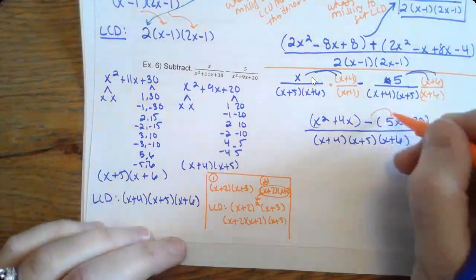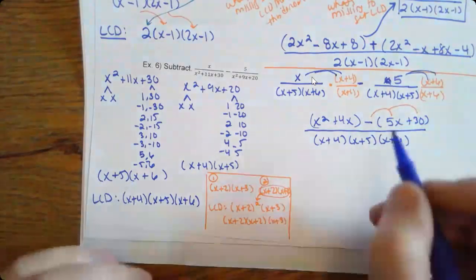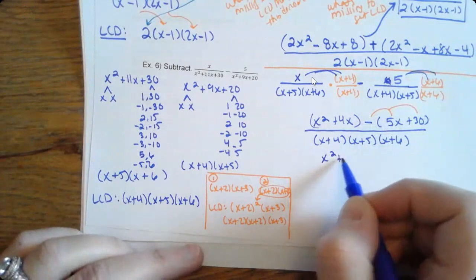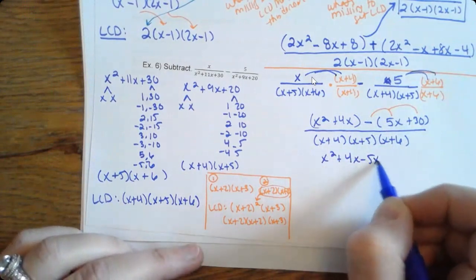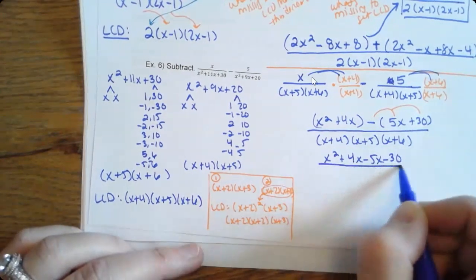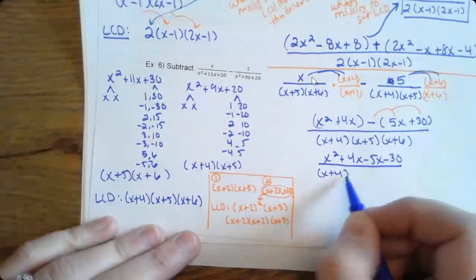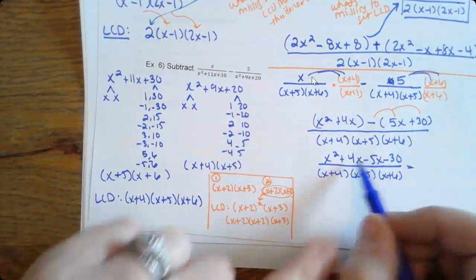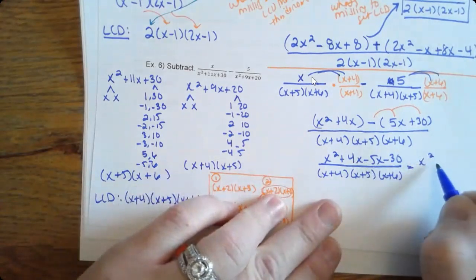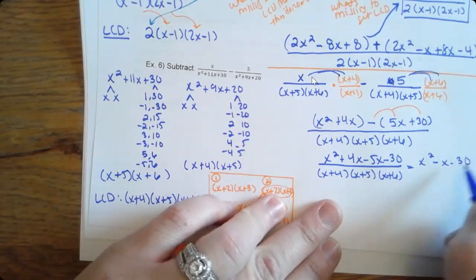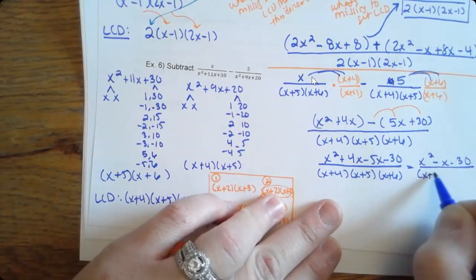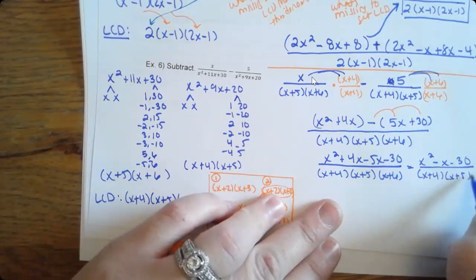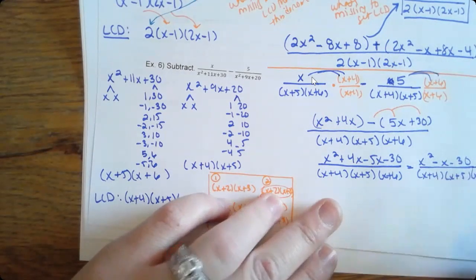All right, so we're going to go ahead and subtract that through. This is where you have to be a little bit more careful. So I have x squared plus 4x minus 5x minus 30, all over that same LCD. And then combining like terms here, you get x squared minus x minus 30 over (x plus 4)(x plus 5)(x plus 6). These can be a lot of writing sometimes.